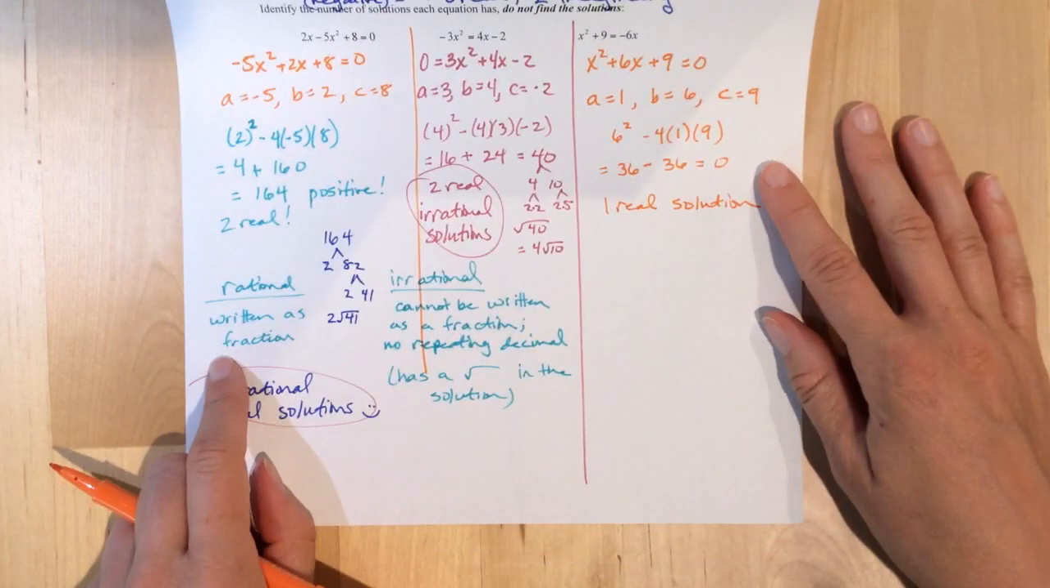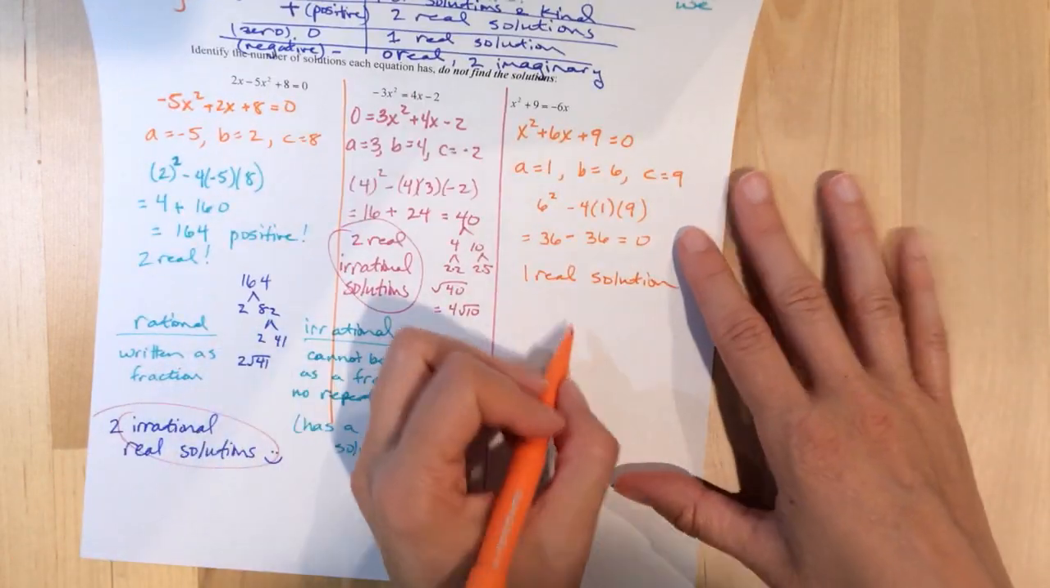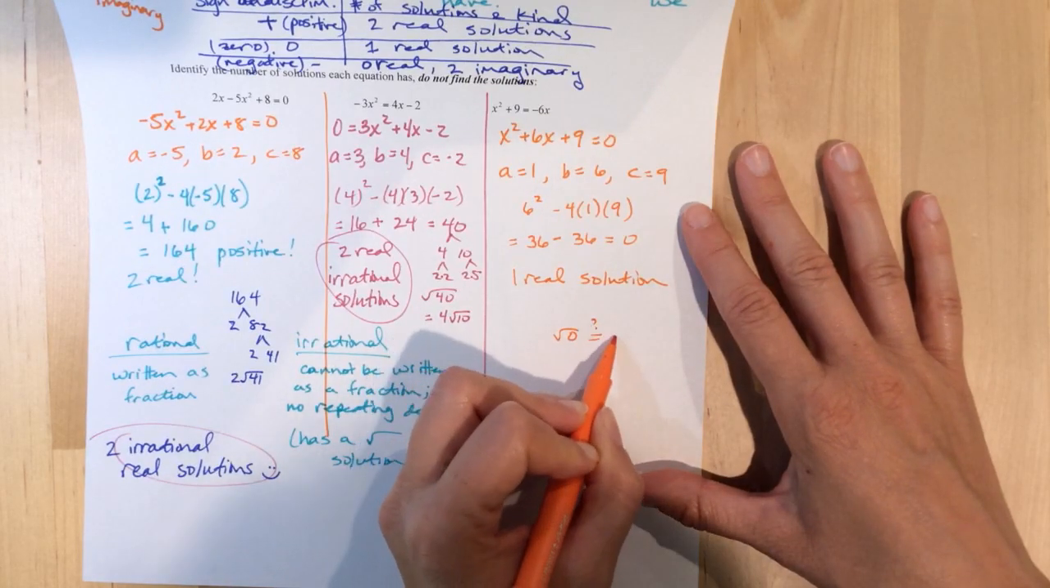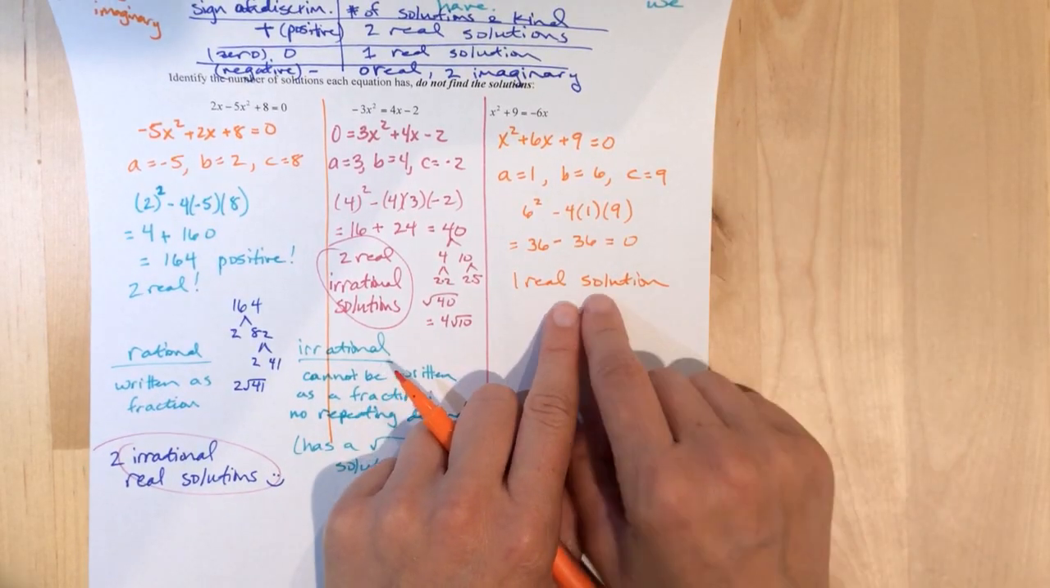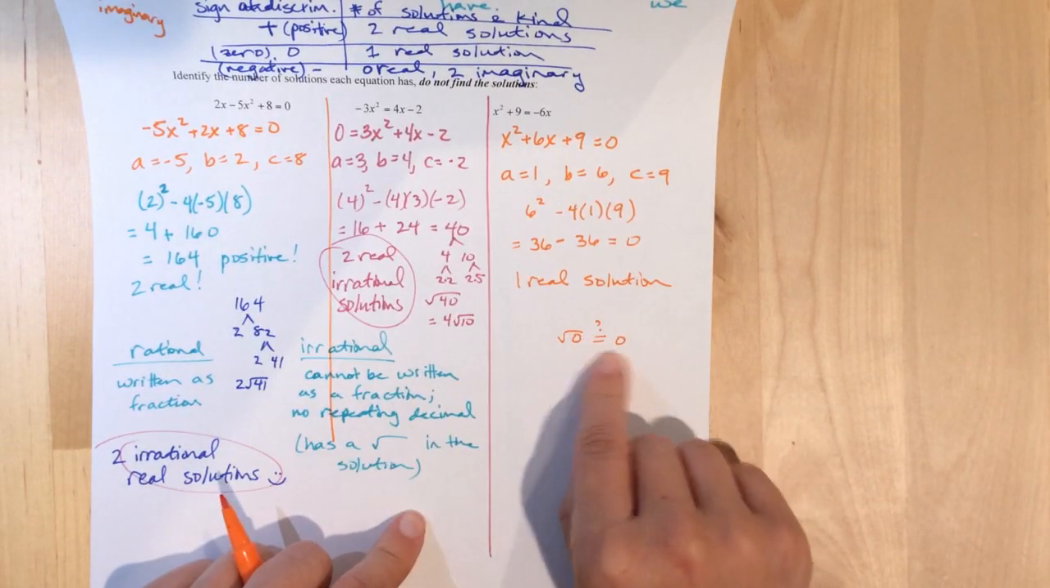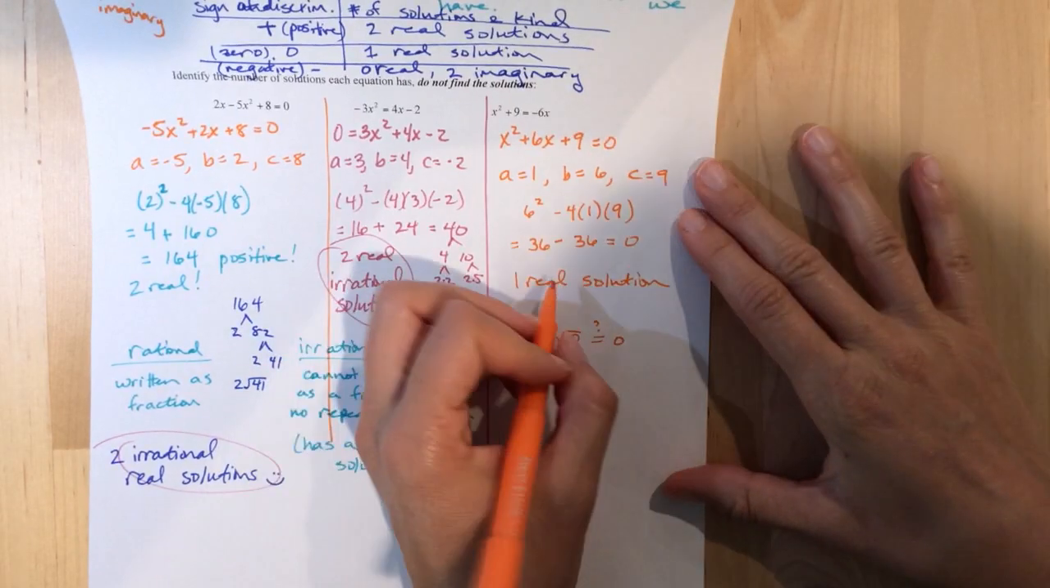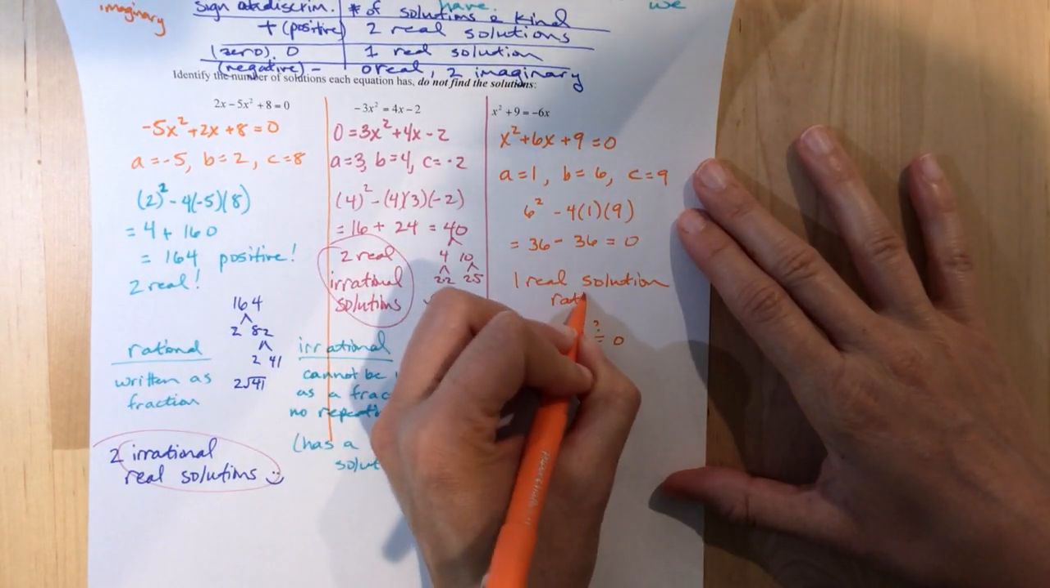But is it rational or irrational? Well, what's the square root of 0? 0. So, will there be a square root left in the answer? Nope. So it is one real rational solution.